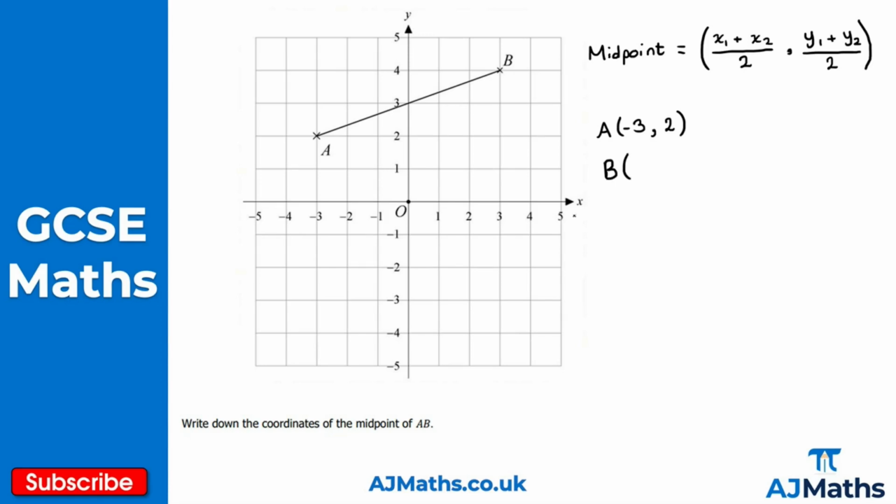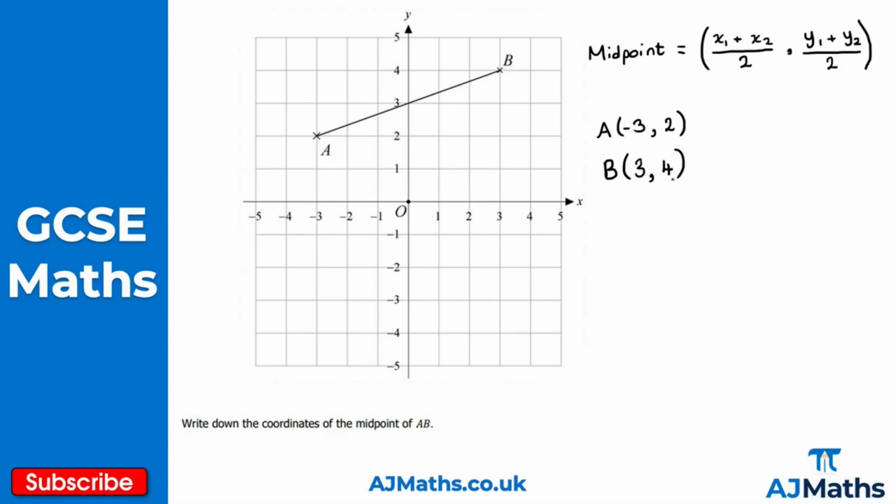Do the same now for B. So for B here, how many units do we go across? Well, we're going to the right this time, so it will be positive. So it's going to be 1, 2, 3. And how many units do we go up now? 1, 2, 3, 4. That'll be 3, 4.